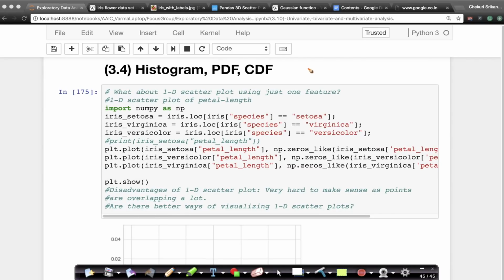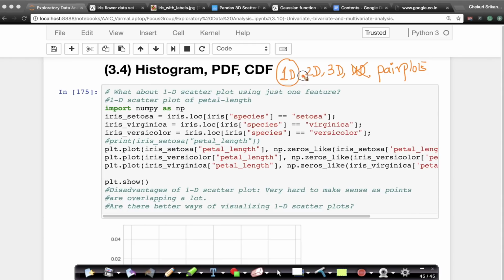So till now, we have seen 2D scatter plots. We have also seen 3D scatter plots, and we realized that we can't do 4D scatter plots, but we have seen pair plots and things like that. The obvious question that must be running in your mind is, what about 1D scatter plots? We have never discussed them.